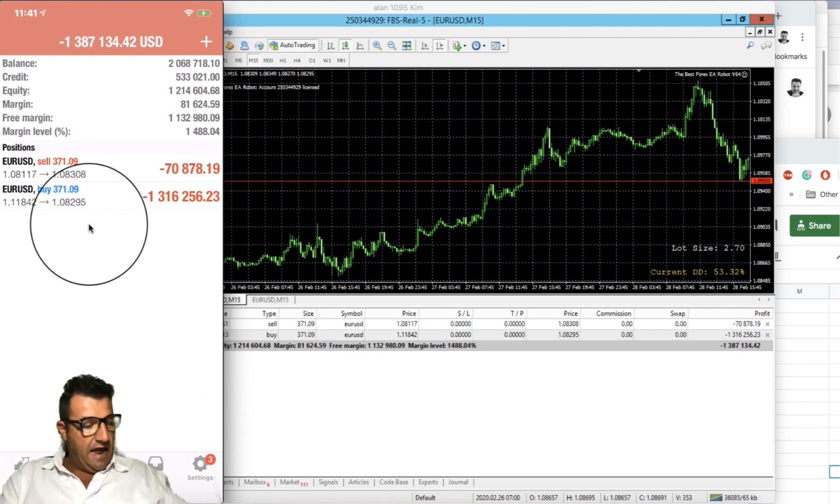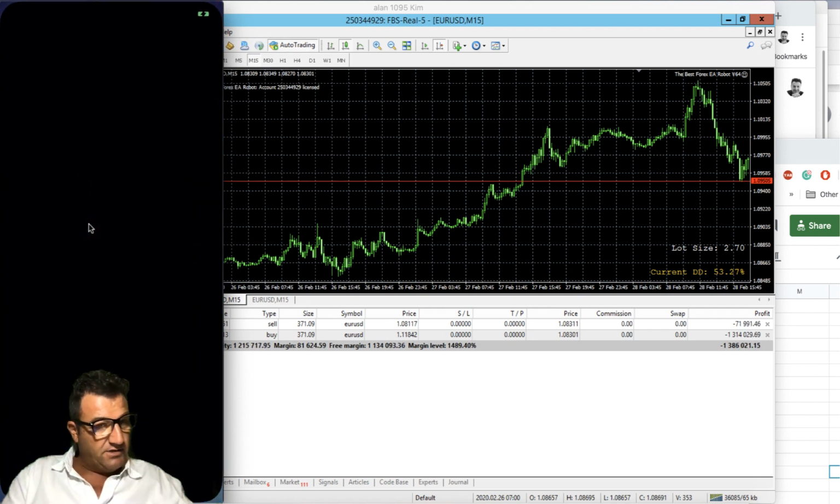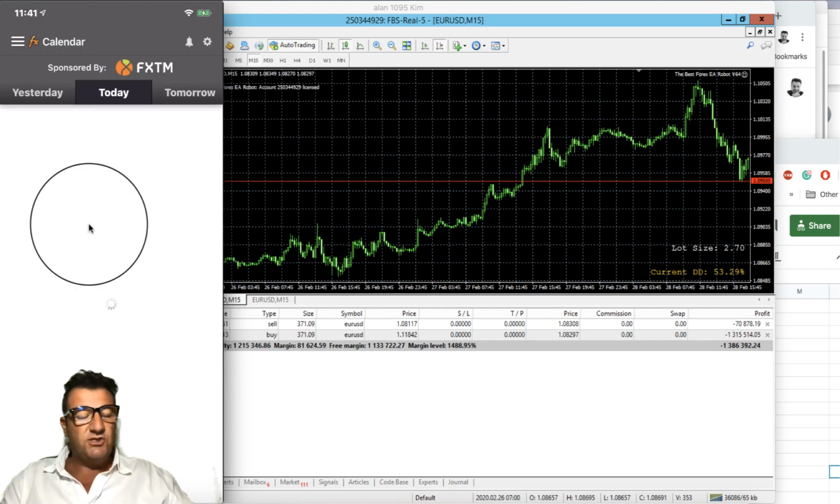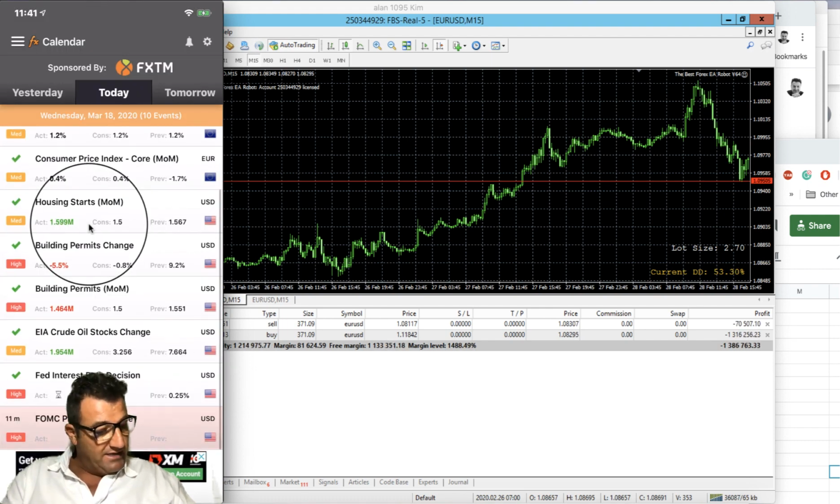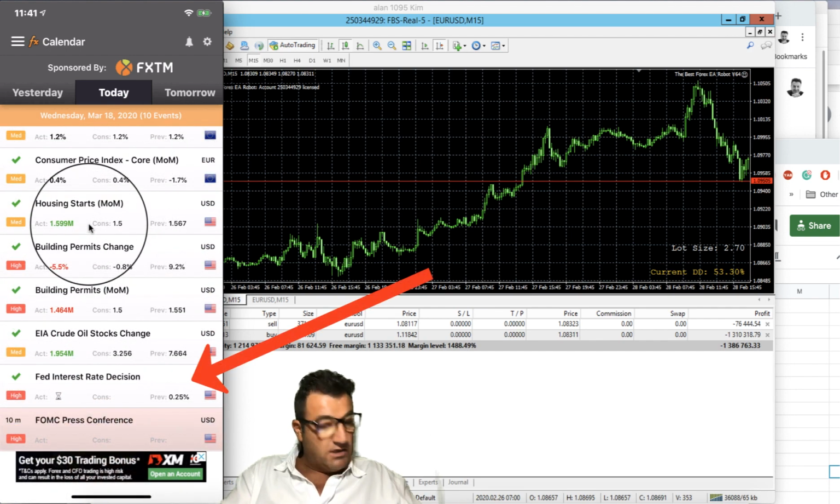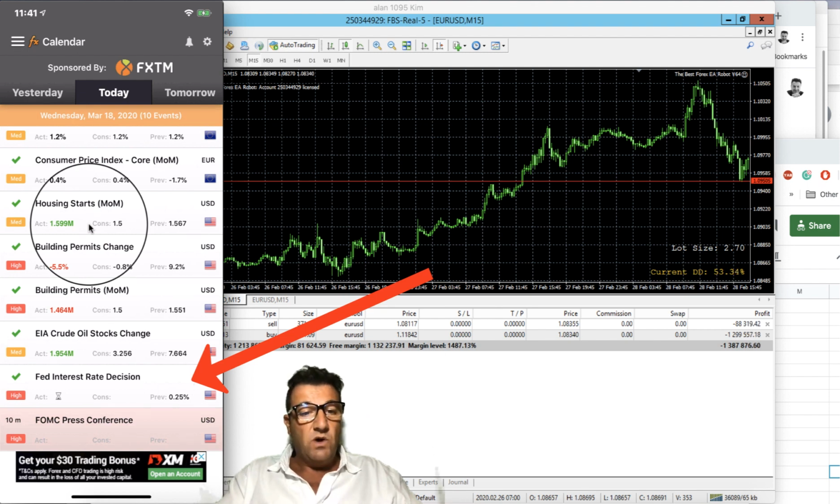Okay, so there's an announcement this evening, as you can see from my FX book. It's the US dollar interest rate change, which is happening now. So at 2000 hours it'll be announced, and it's now 20 past 6.